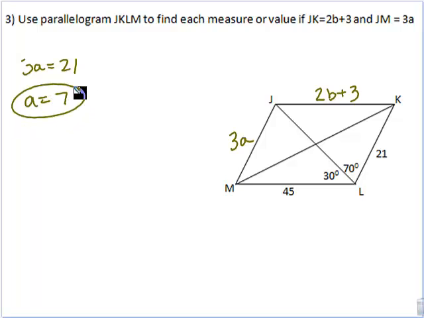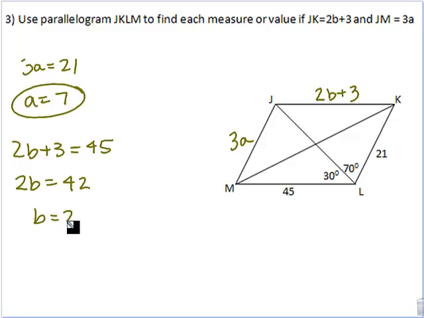7. How am I going to find b? 2b plus 3 equals 45. So what does 2b equal? Minus 3, so 42. So what's b? 21. Those two okay?